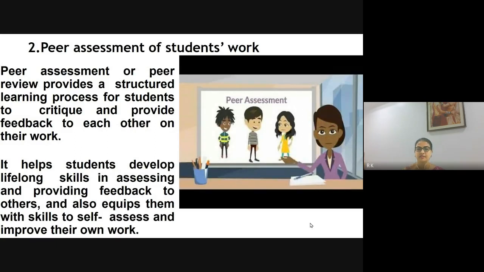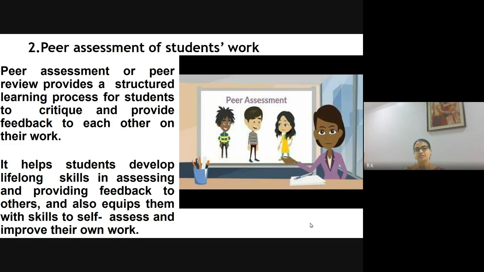This is the second method that you can take. As already mentioned, today I will give you 25 methods of effective learning sessions that can happen in today's scenario. The second one is peer assessment. The peer review process provides a structured learning process for students to critique, not just comment, and to provide feedback to each other on their work.